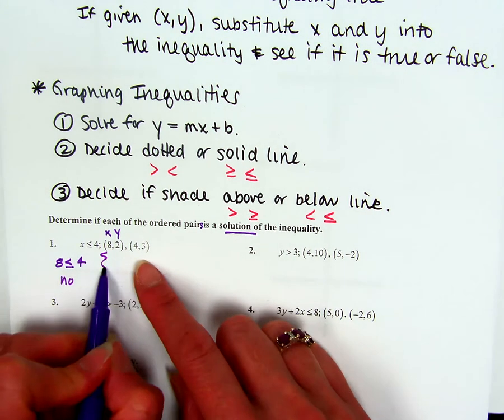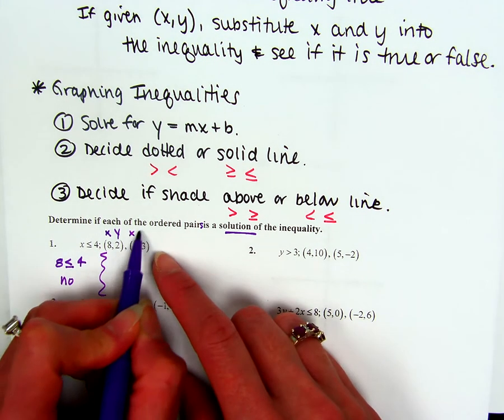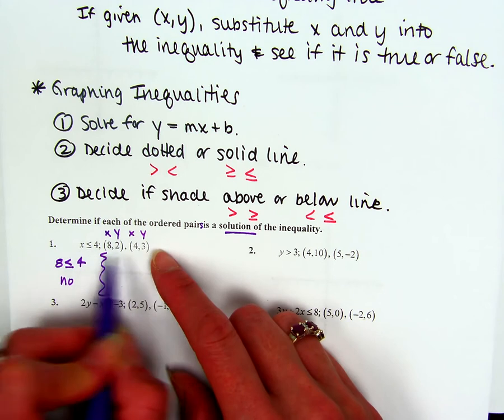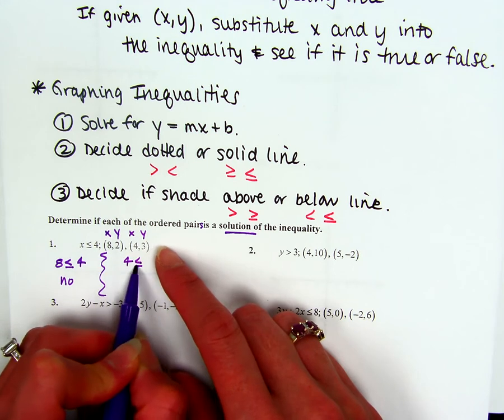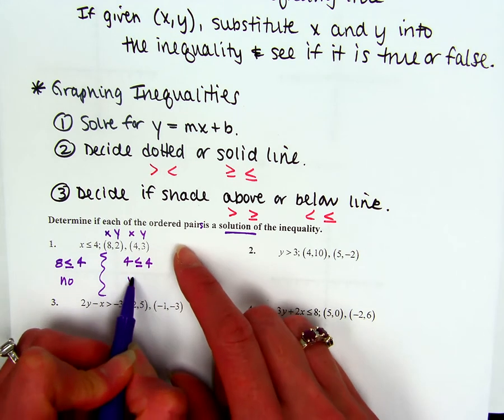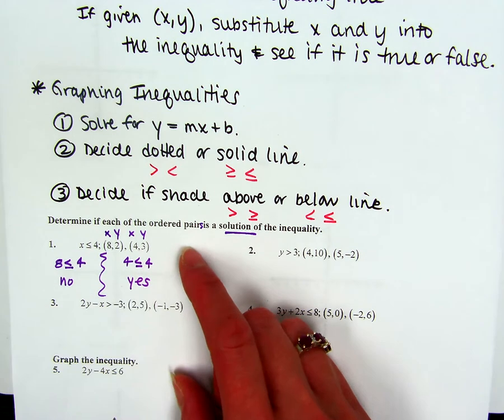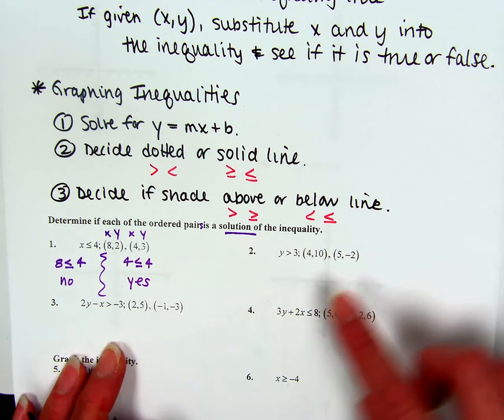Okay, so now problem number 2. Take this x and put it in for the x in the inequality. So we got 4 is less than or equal to 4. That is true. So yes, (4, 3) is a solution of the inequality. So we'll just keep going.